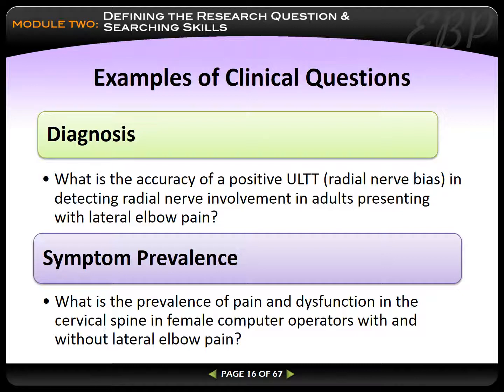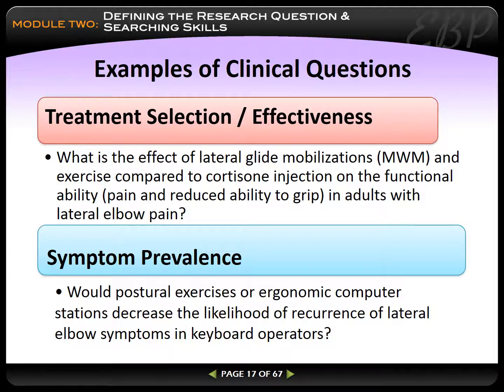And you can see how specific that is related to the different components of the PICO question that we were talking about. They don't have the T in there, but they do have the type of the population of interest. They have the intervention, well, not an intervention for this type of question, but they have the outcomes that they're looking for as well. And then in the treatment selection and effectiveness, this is where you would see more of an emphasis on the intervention. But again, they do have adults with elbow pain. They identify the population. And there's a symptom prevalence question.